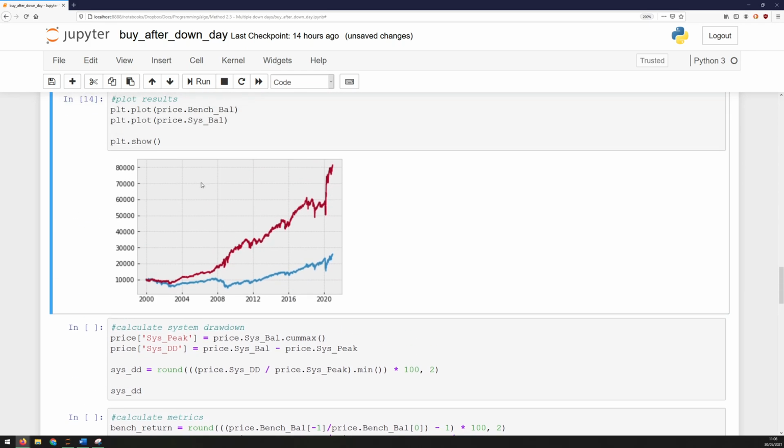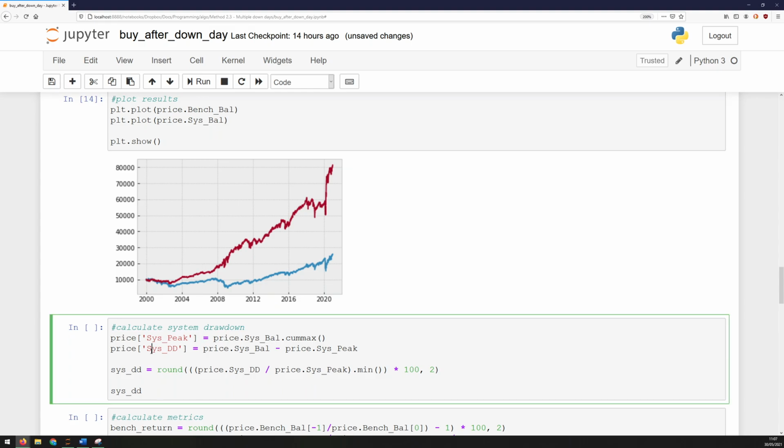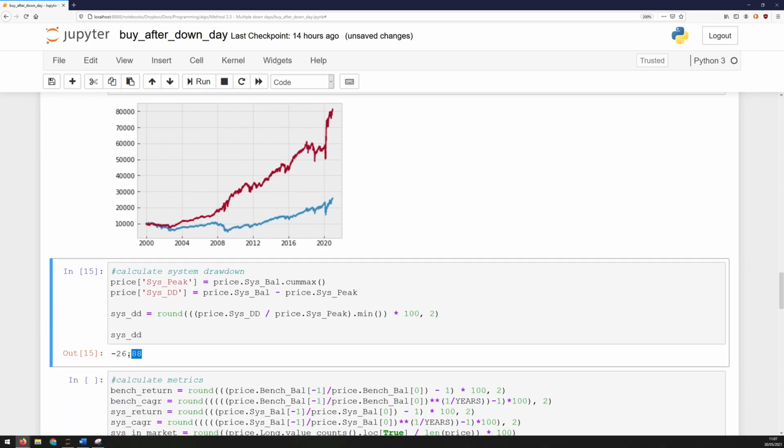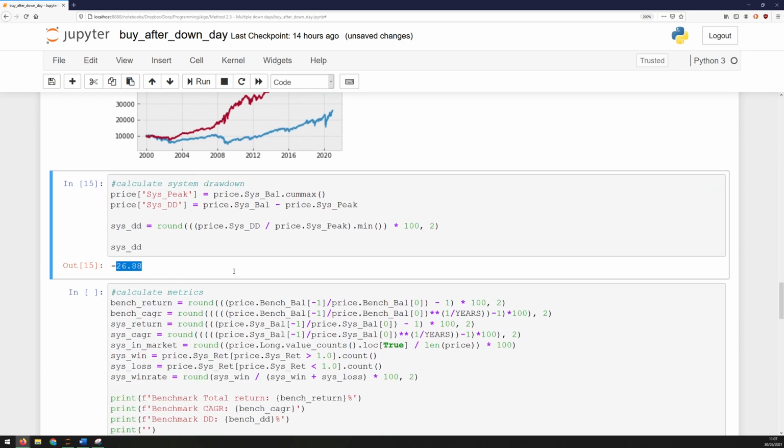Of course, I want to do the same thing that I did for the benchmark, and I want to work out what the downside is. So I work out the drawdown in the exact same way, and this is showing me a drawdown of about 27%. So again, that seems to be an improvement over the buy and hold benchmark.